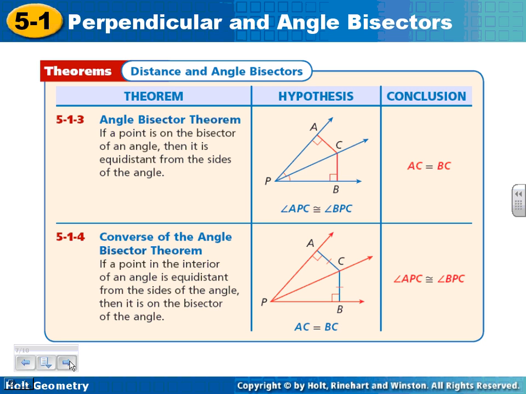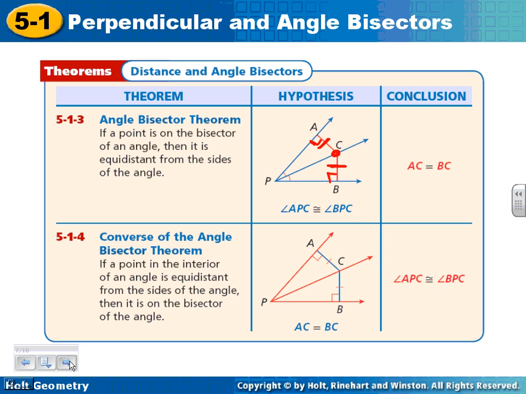It reads, if a point is on the angle bisector of an angle, so I'm talking about this point right here, C, then it is equidistant, meaning the same distance, from the sides of the angle. So I can put a tick mark there and a tick mark there. Notice the boxes in the corner.